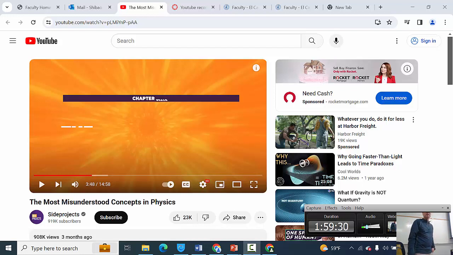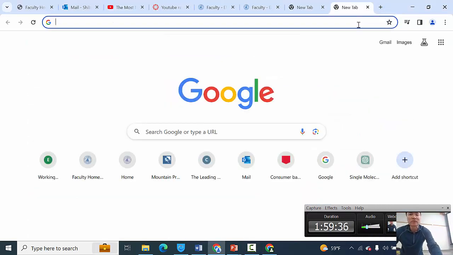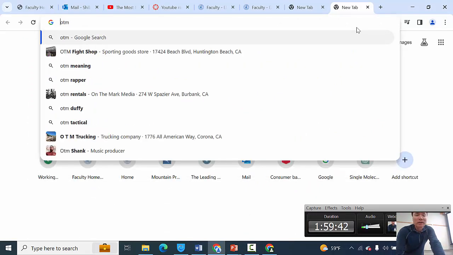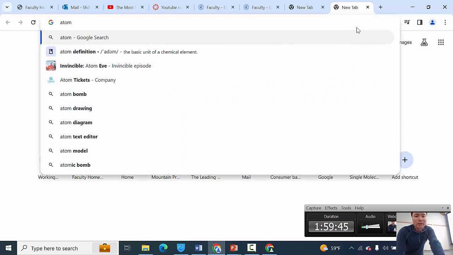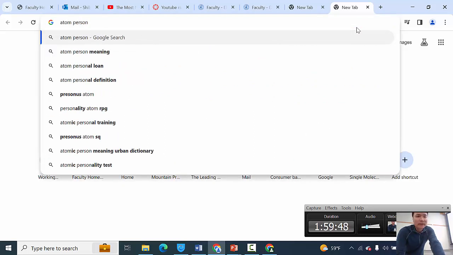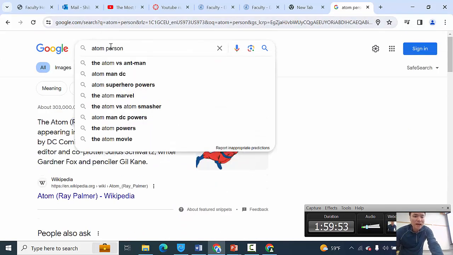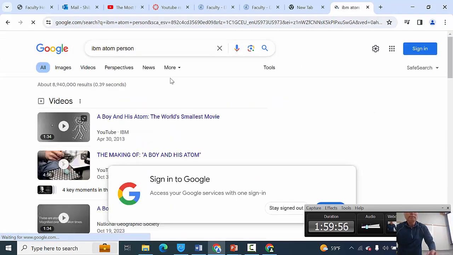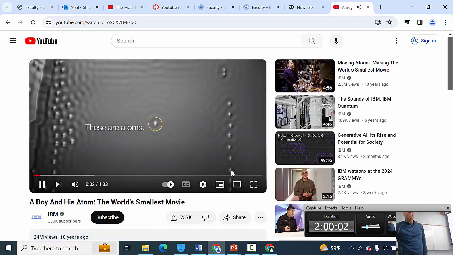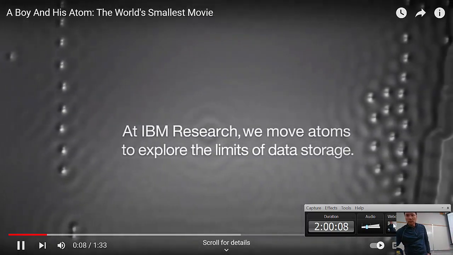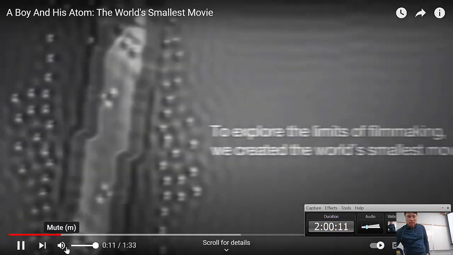I mean, we can manipulate individual atoms. Have you seen this? This was back when STM was first developed, but there was the atom person. I guess they called it the atom man, but nowadays we call it the atom person. And this was, or the IBM logo, or the atom boy. They made a little movie.